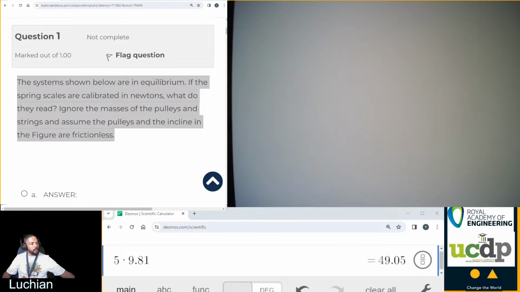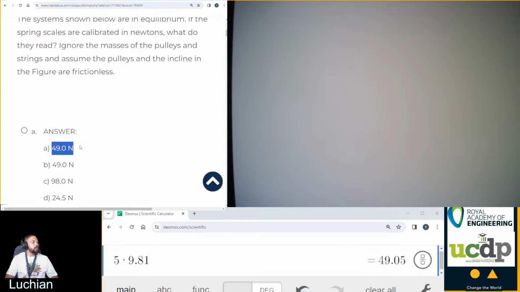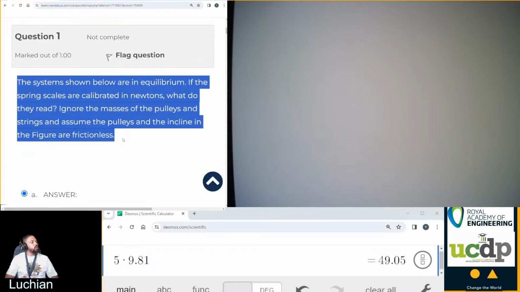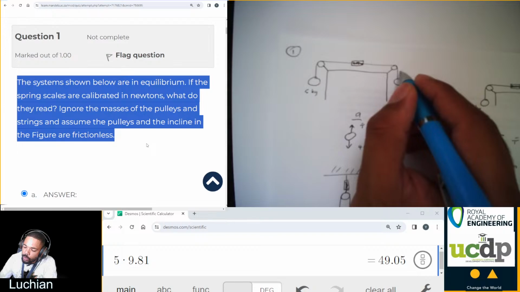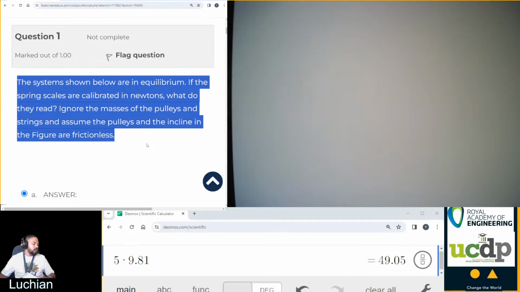Remember, you could pick either one of the balls. Now many of you might be tempted to multiply it by 2 since there are two balls. The first one, A, is 49 newtons. That's the answer. It's the same tension in the rope because it's the same rope. The tension runs all through this rope, so it's 49 here, 49 there. So the tension in the rope is 49 newtons.